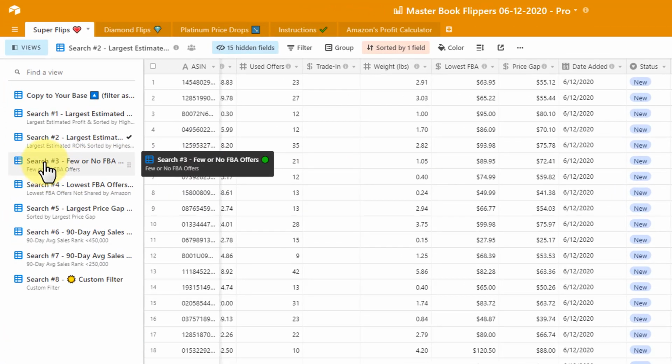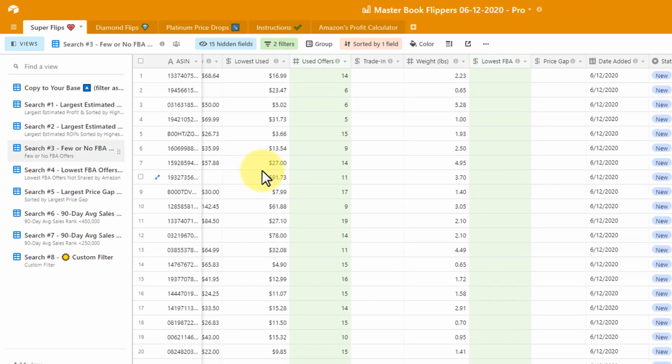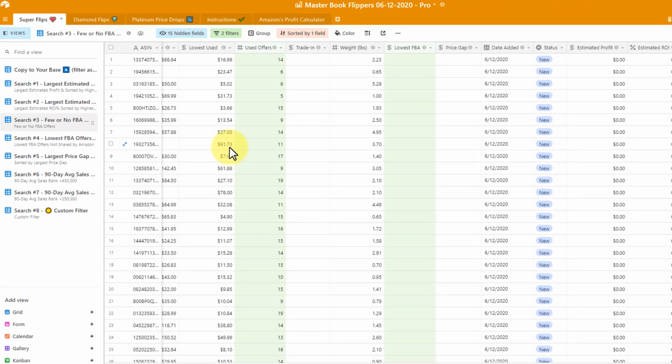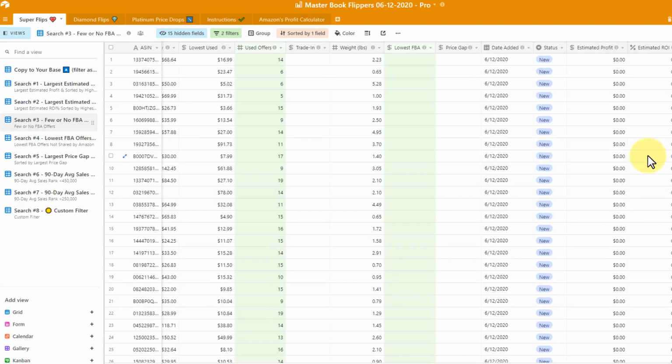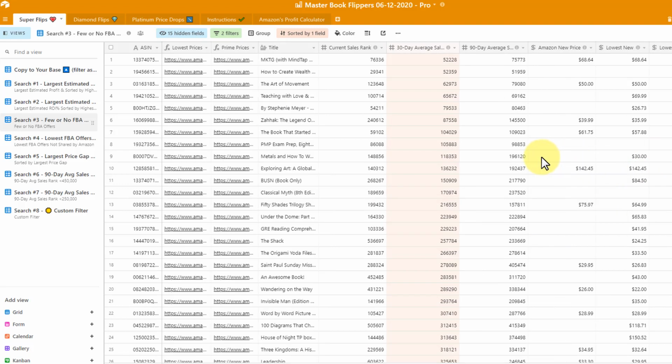And let me show you number 3. I'm not going to go over all of them, but number 3 is pretty awesome. Now, number 3 doesn't show you the estimated profit and ROI. You can see there's 0. That doesn't mean there's no profit and ROI, not at all. Instead, it's telling you it's filtering out and saying, hey, there's probably no FBA offers, or maybe there's just 1 or 2. And that can be a very good opportunity for you to flip a book. Number 1. Number 2, oftentimes these books sell very, very quickly, and you'll get the buy box because you'll be the only FBA seller.